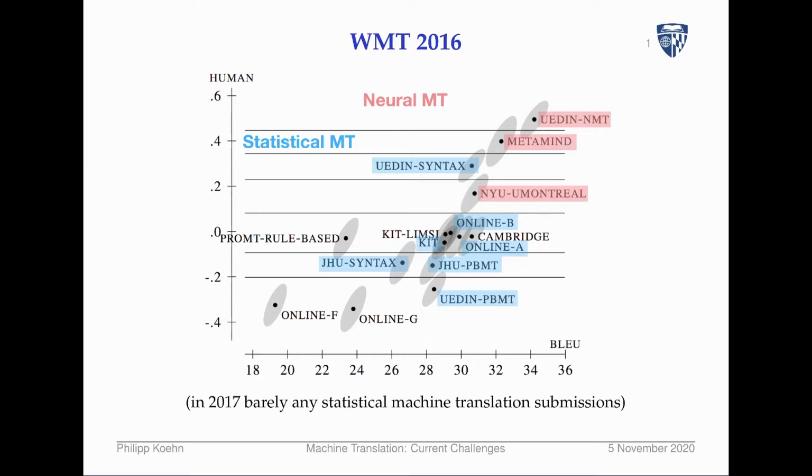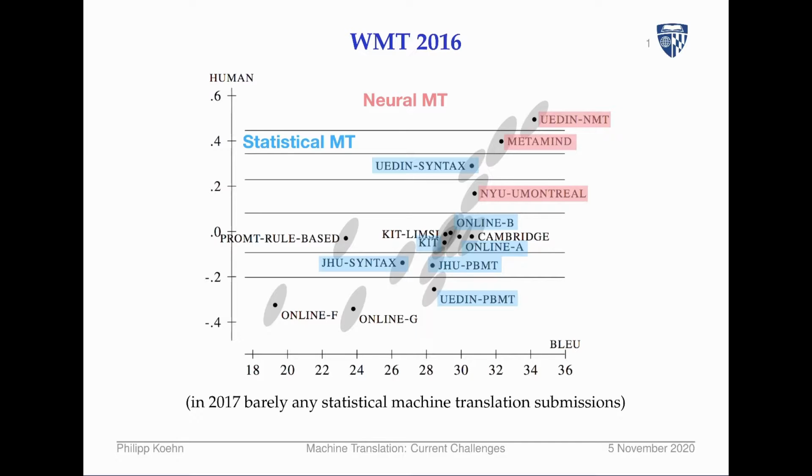This is results from the news translation shared task at the WMT 2016 conference. This is actually the only year I can show a slide like this, because that was the only competition where both statistical and neural machine translation in significant numbers participated. In this competition, different groups could build systems and then translated a previously unseen test set of about 3,000 sentences of news content across various languages. We're showing here, I think, German-English translation.